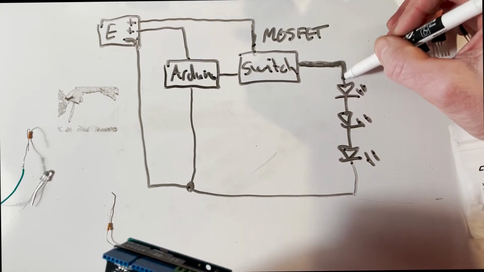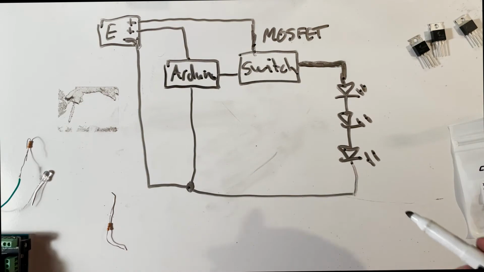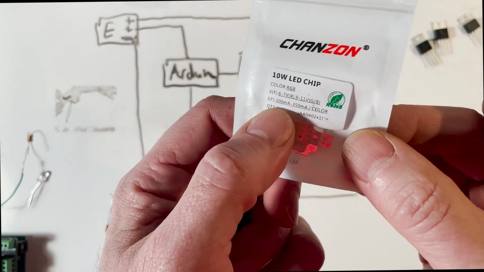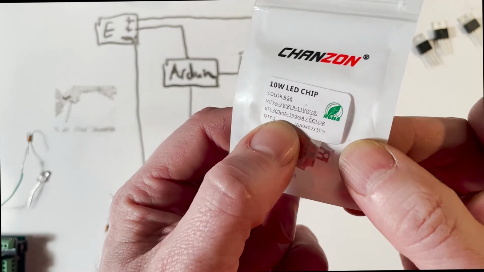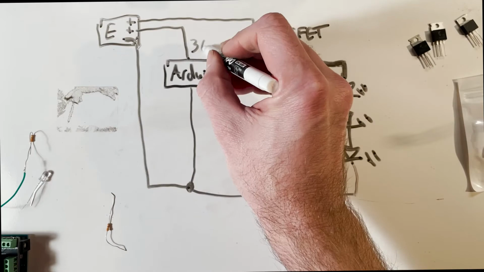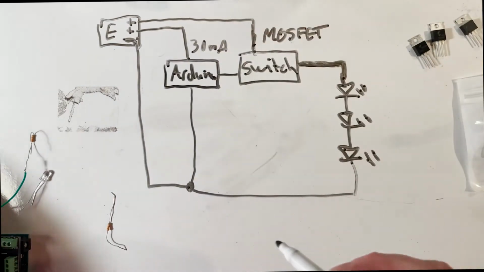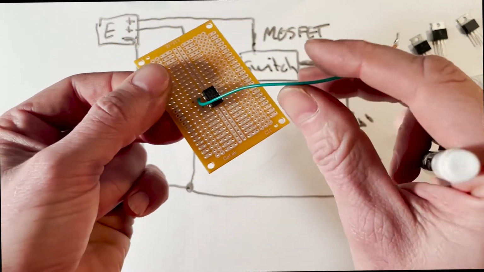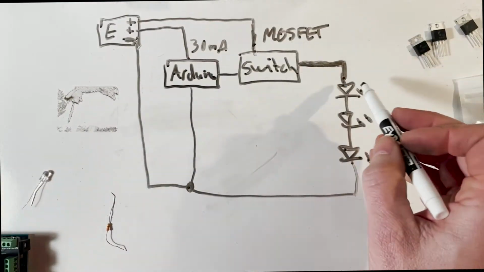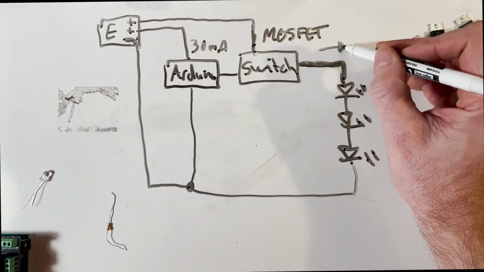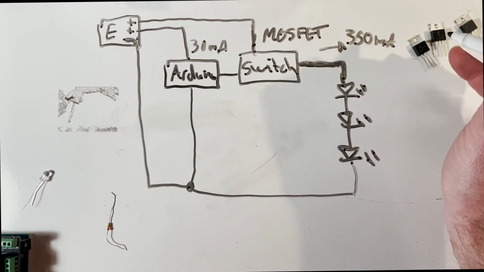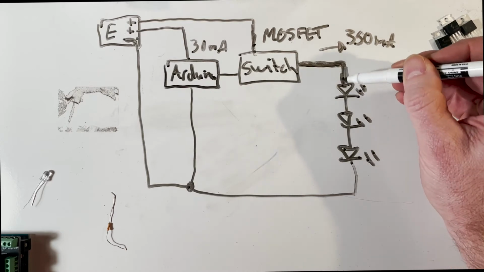There are a few final things to note. We looked at the current draw on this, and it's high relative to the Arduino: 300 to 350 milliamps. The Arduino might be taking in 30 milliamps, and that means we could use thin wires, like these little breadboard jumper wires, to connect our Arduino to the power supply. But if we're drawing 300 or 350 milliamps out of our power supply in this branch, we need heavier wires.